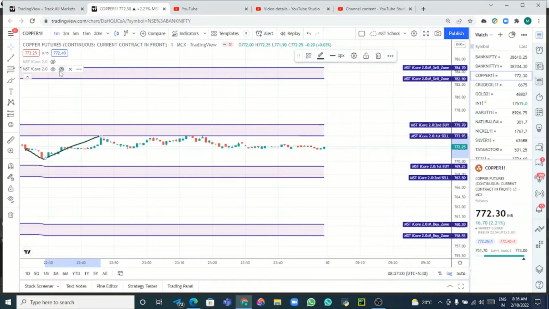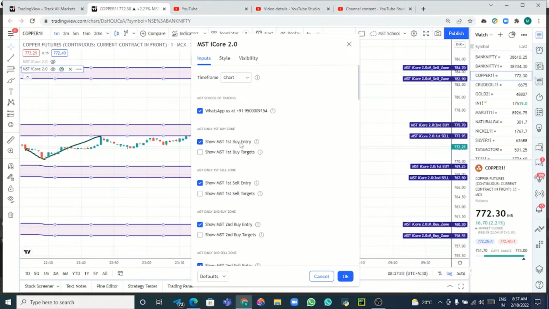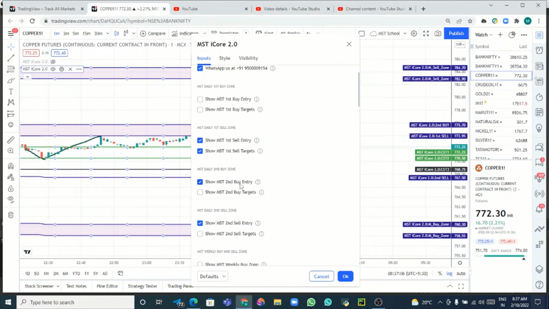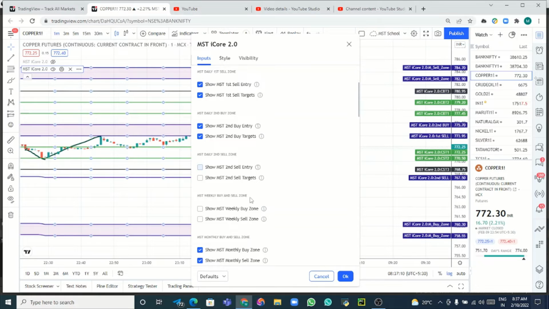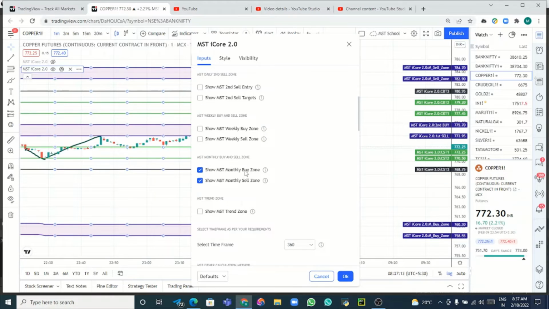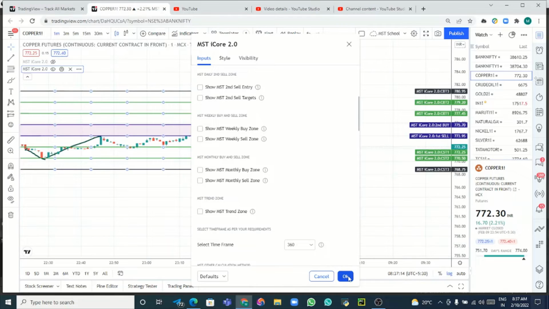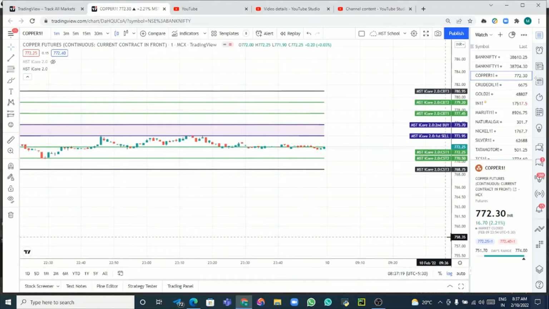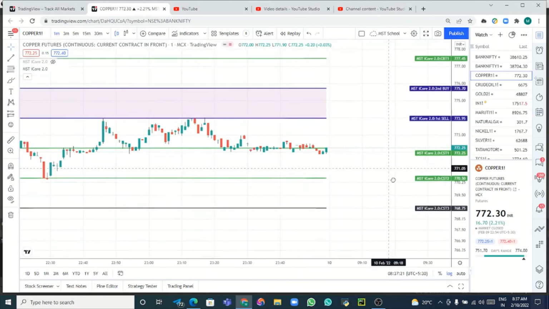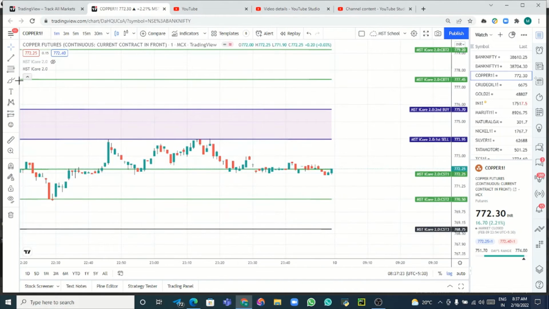So exactly our sell entry got activated. Now what you have to do: remove the first buy, enable the first sell and targets, and keep the second buy and second buy targets, because if the stop loss is hit, you have to go for the reversal entry, which is the default one in all your time frames. Now remove the drawings and see what happened yesterday.